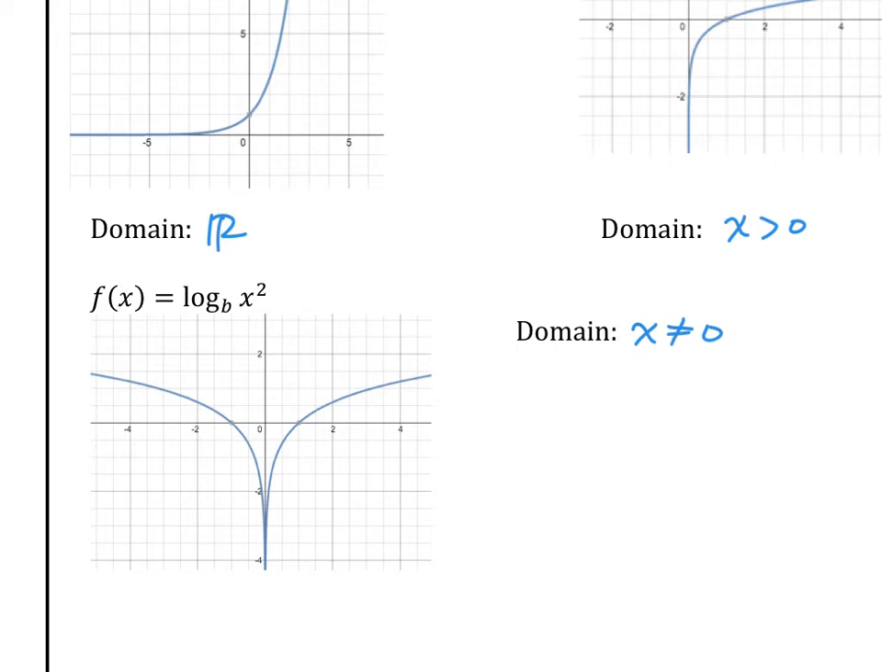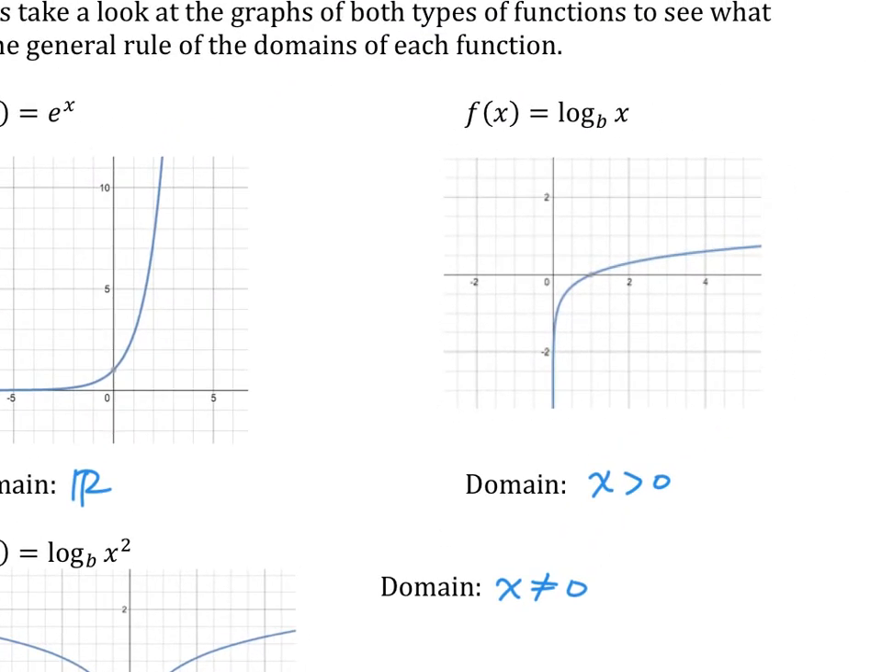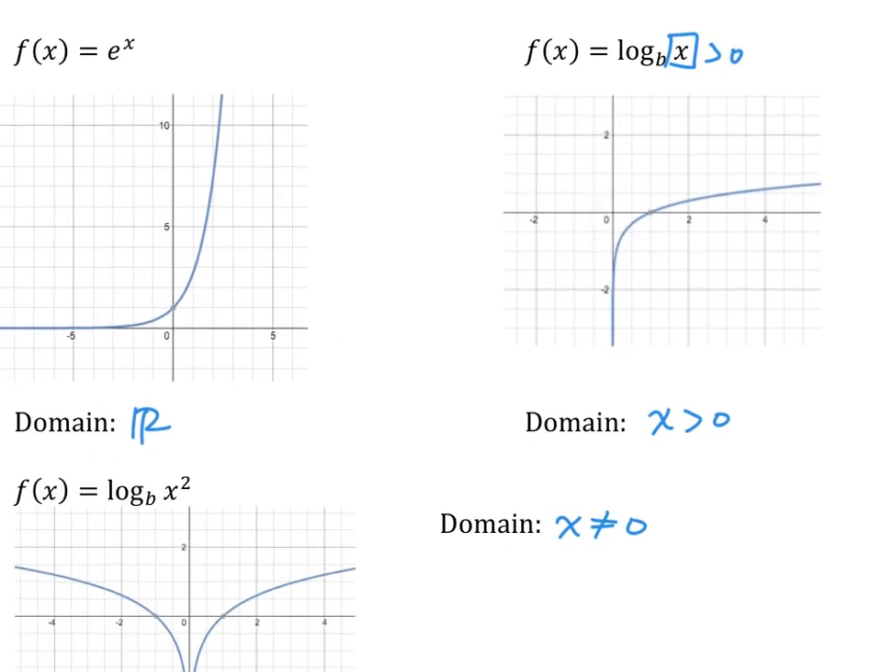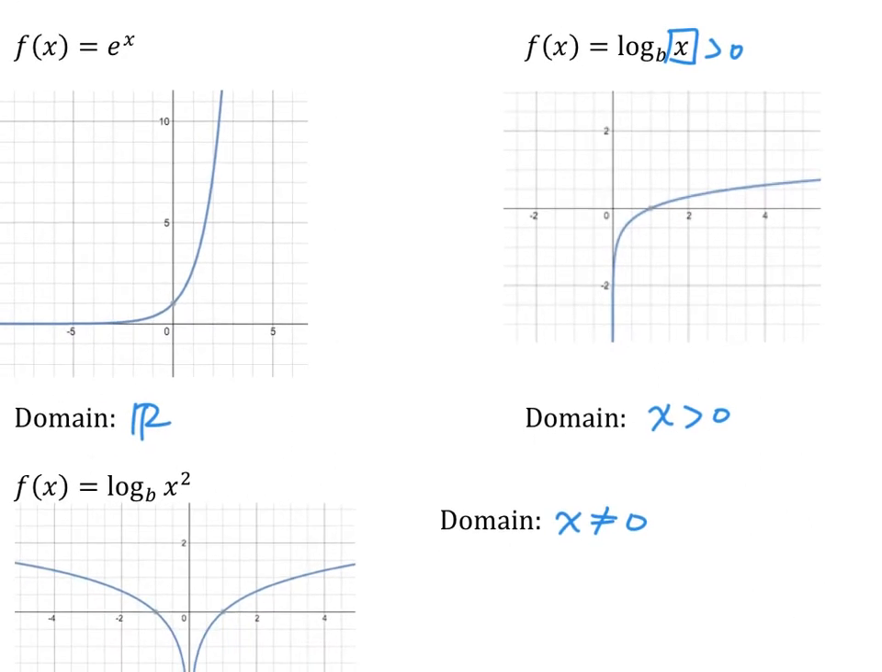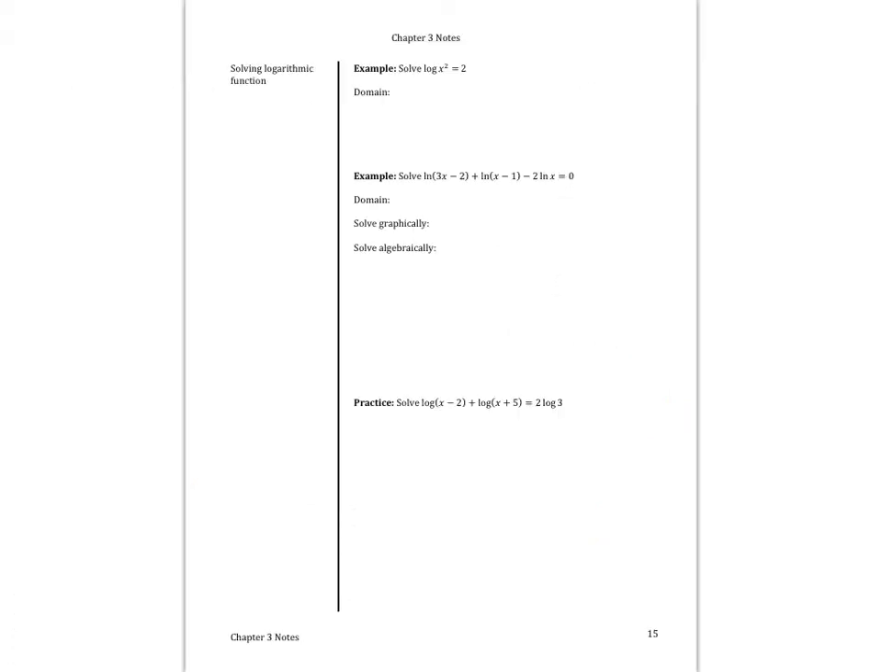And so when you see this kind of problem, what you need to remember is that the part inside the log has to be greater than 0. So whatever you solve, that answer has to be greater than 0. And for this one with the squared, it's just that this number cannot be 0. All right, so that's a lot of information, and we need to use this information to help us solve log problems. So let's look at some problems.